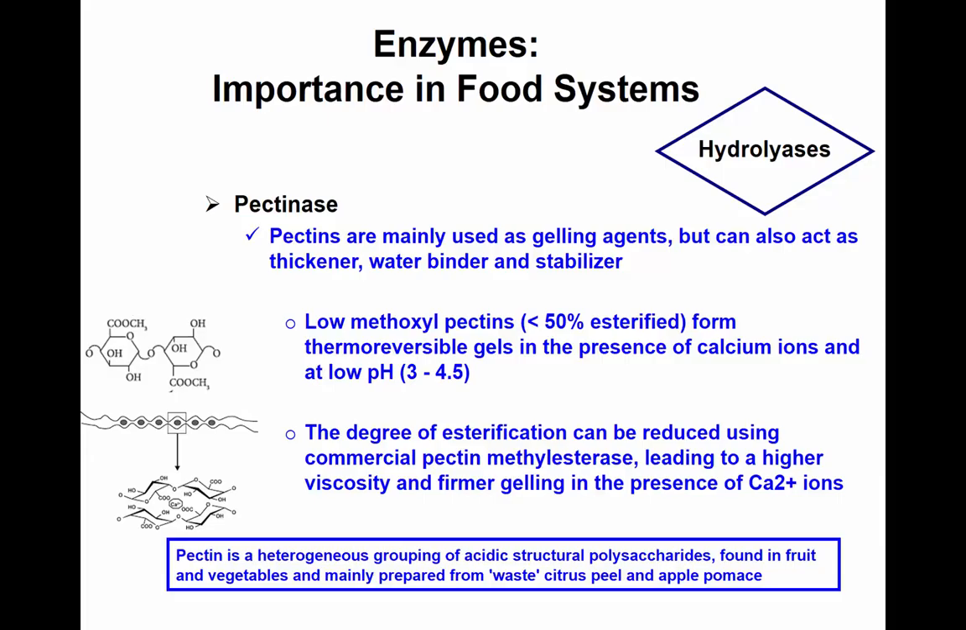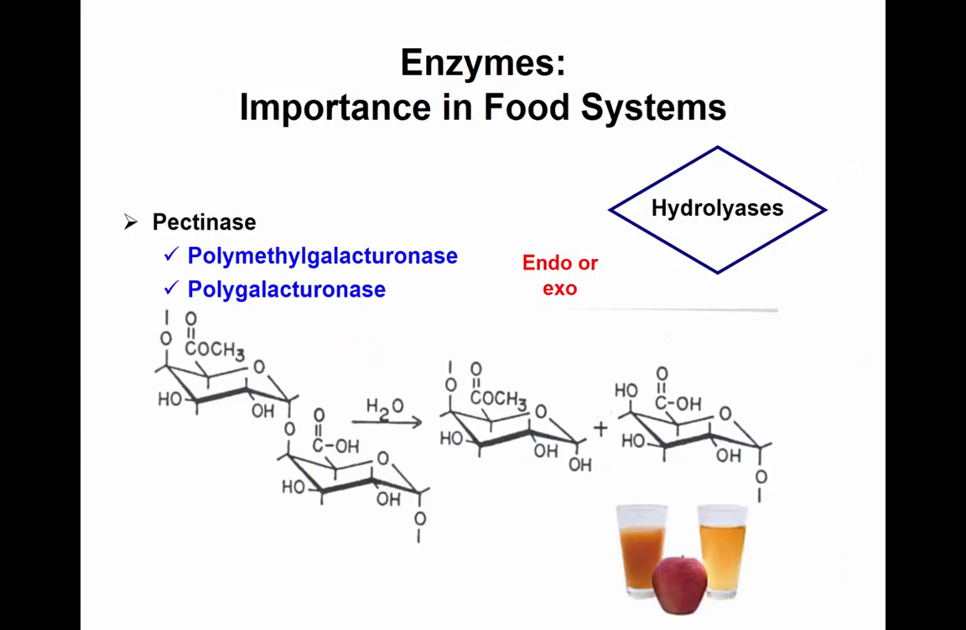But you have methoxy pectins, where the carboxyl group is not really free; you have a methyl group. If that methyl group link is broken and taken off, you'll have more carboxyl groups free to interact with calcium, so you will have greater gelling power. So if you use an enzyme to break down the methoxy group, you reduce the degree of esterification, and therefore you have better gelling capability. Low methoxy pectin, less than 50% esterified with methyl groups, usually forms reversible gels in the presence of calcium. As the degree of esterification goes down, you have more gelling power.